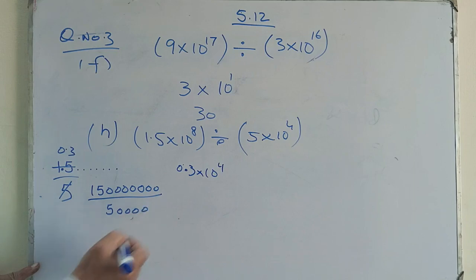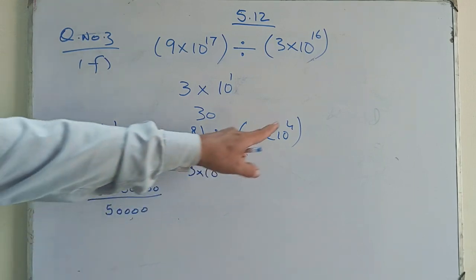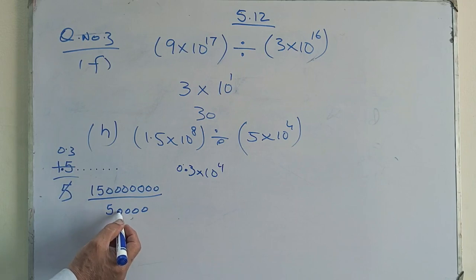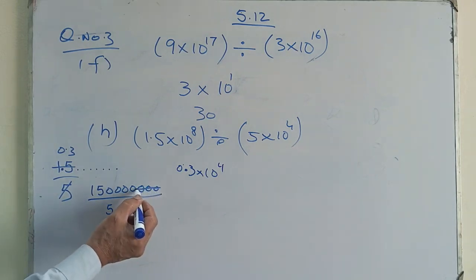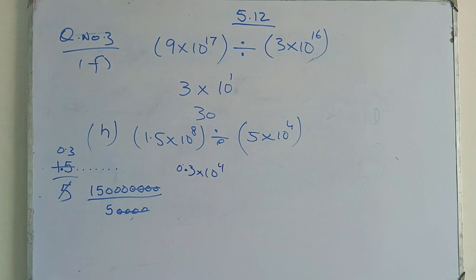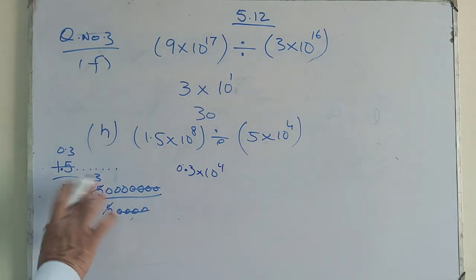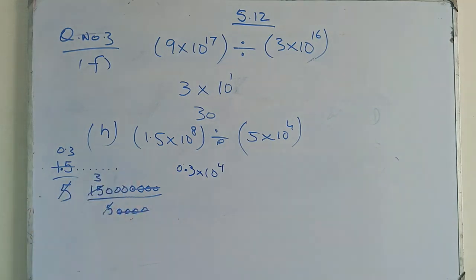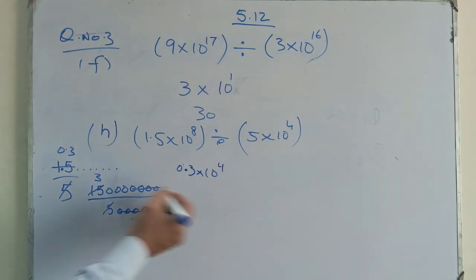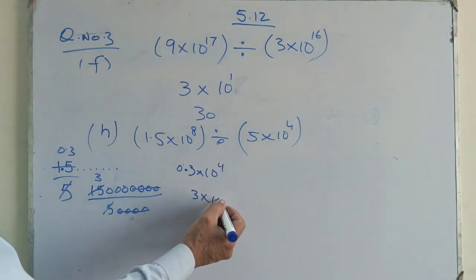1, 2, 3, 4. So you see that these 4 zeros cross these 4 zeros, and it will become 5 3s are 15. So to write it in the standard form, we have to write it like this: 3 into 10 raised to power 3.